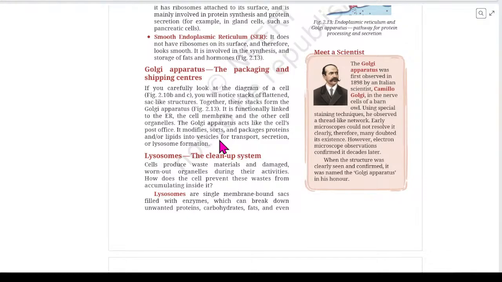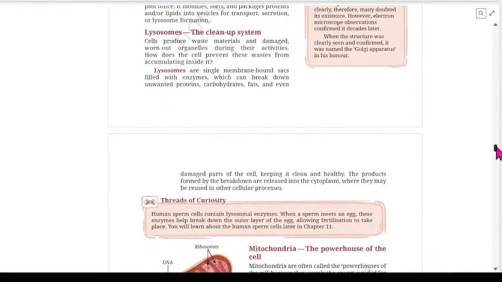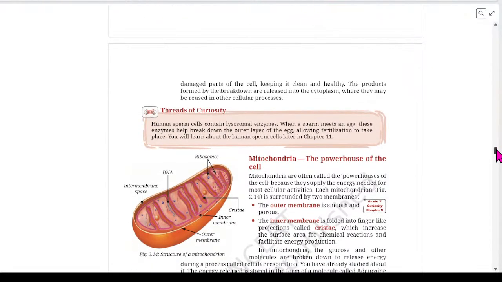Next is lysosomes, the cleanup system. Cells produce waste materials and damaged worn-out organelles during their activities. How does the cell prevent these wastes from accumulating inside it? Lysosomes are single membrane-bound sacs filled with enzymes which can break down unwanted proteins, carbohydrates, fats, and even the damaged parts of the cell, keeping it clean and healthy. The products formed by the breakdown are released into the cytoplasm where they may be reused in other cellular processes.